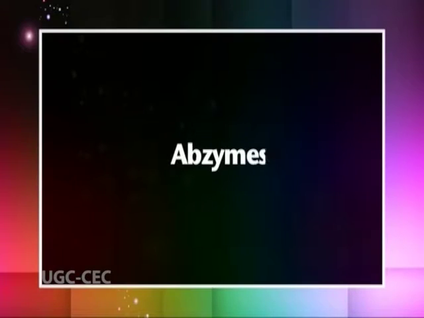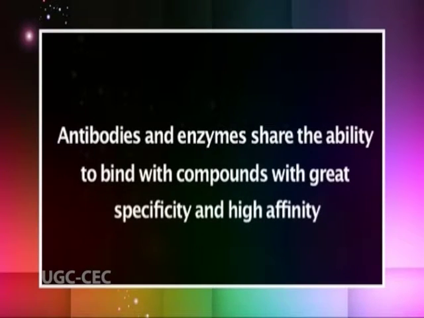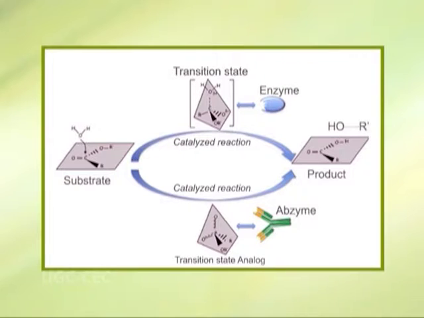Now let's talk about Abzymes. Antibodies and enzymes share the ability to bind with compounds with great specificity and high affinity. This property has been exploited in the development of antibodies with catalytic activity. In 1986, the first monoclonal catalytic antibody termed as Abzymes was obtained. Abzymes are catalytic antibodies having structural similarity with the transition state of enzyme-catalyzed reaction. They bind strongly to the transition state with high association constant, thus enhancing the reaction rate.